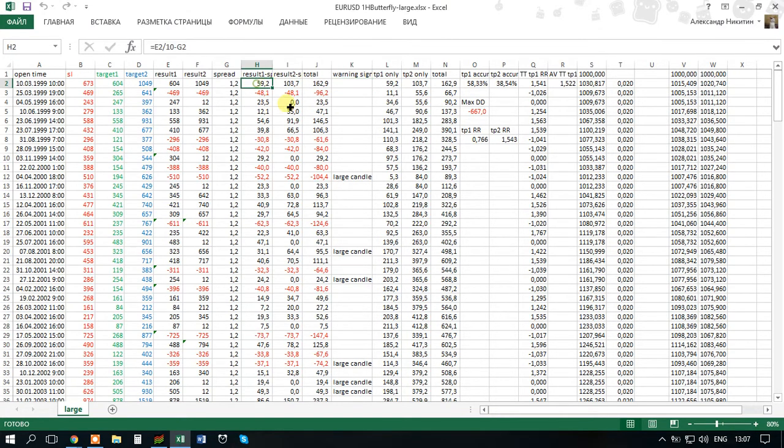Okay, so the results for target 1, results for target 2, total results if you trade both. What if you trade take profit 1? What if you trade take profit 2 only? What if you trade total? The accuracy of take profit 1, the accuracy of take profit 2. The risk to reward for take profit 1 based on result of closed trades, and the risk to reward of take profit 2 based on result of closed trades as well.